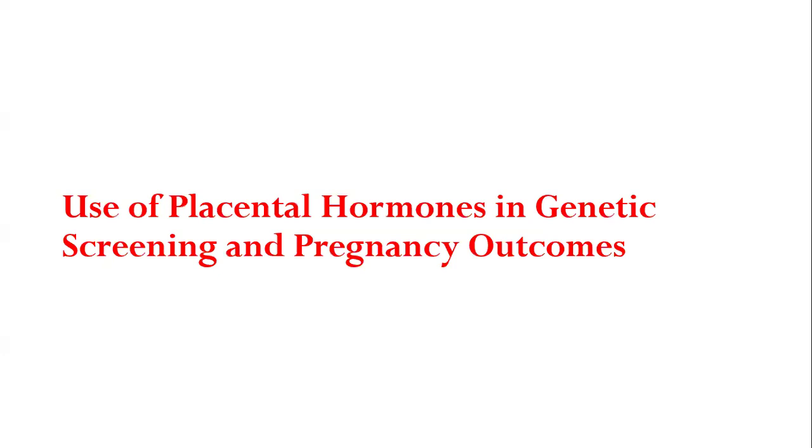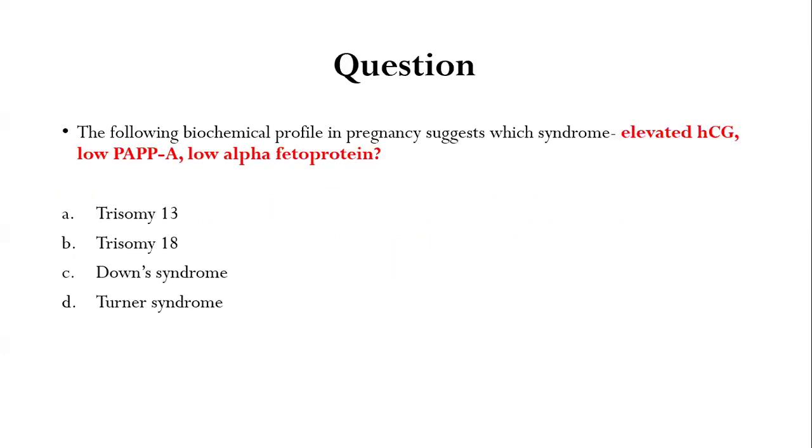Now, as we know, the placental hormones can also be used in the screening of various genetic diseases and overall pregnancy outcome. So this question is very important. So just look at this question. The following biochemical profile in pregnancy suggests which genetic syndrome? The biochemical profile is suggestive of elevated human chorionic gonadotropin, low PAPP-A, which is pregnancy associated plasma protein A, and low alpha fetoprotein. The options are trisomy 13, trisomy 18, Down syndrome, or Turner syndrome. Yes, the answer is Down syndrome.